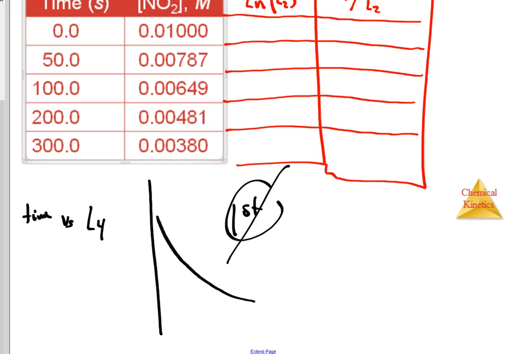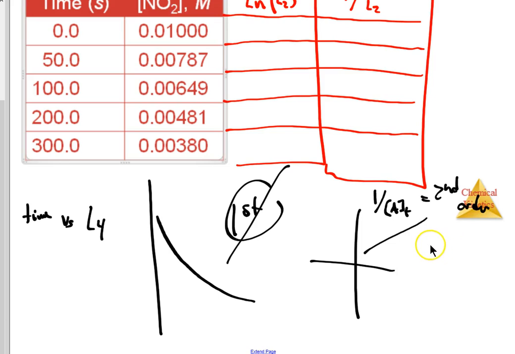All right. So now we can see that it is a straight line for this one. Correct? So if 1 over A T is linear, then we know it's second order. And we know that the slope is equal to K. Now, do we remember how to find the slope? Now that we have the graph, what do we do?